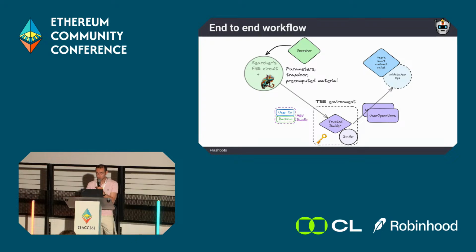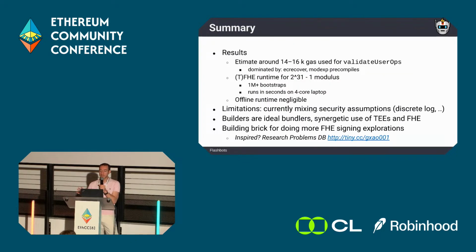How does that look concretely? Well, this is still a very early prototype, but I just wanted to give you an idea of how it could look. It's using insecure values, so don't assume those are going to be the final numbers for this kind of approach. But basically, the overhead in terms of the smart contract wallet should be around 14 to 16K gas. It's basically dominated by doing an EC recover to verify the signature, and modular exponentiations to calculate the Chameleon hash. So it's not too bad.